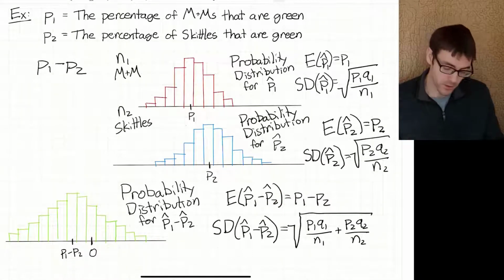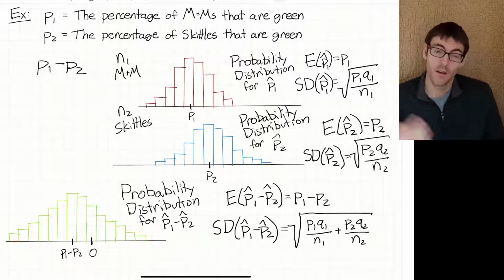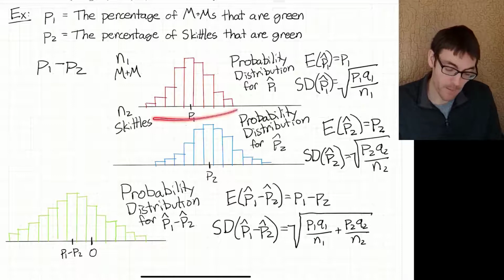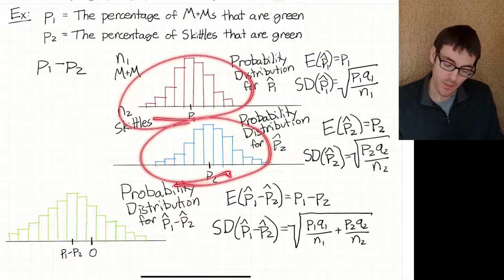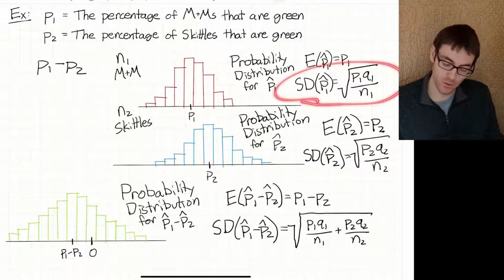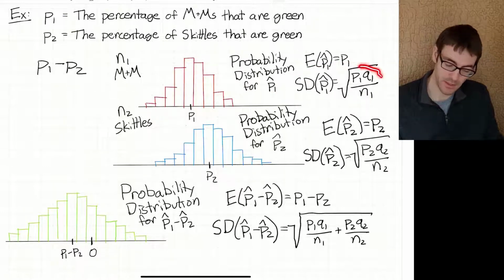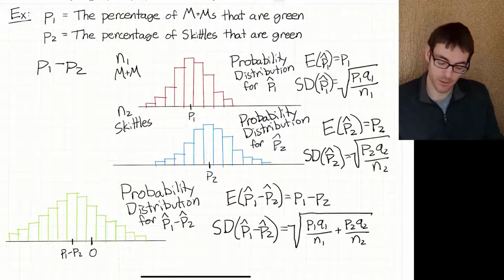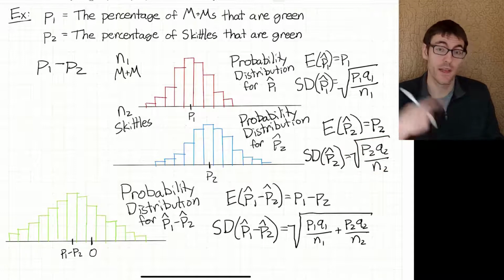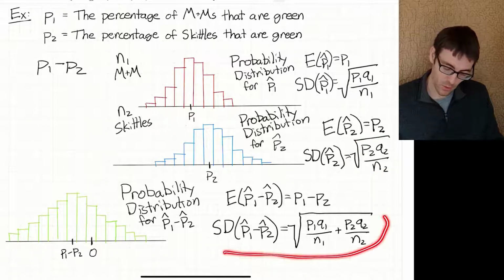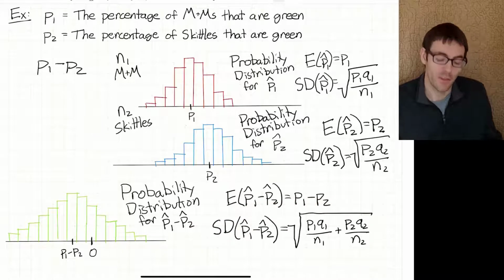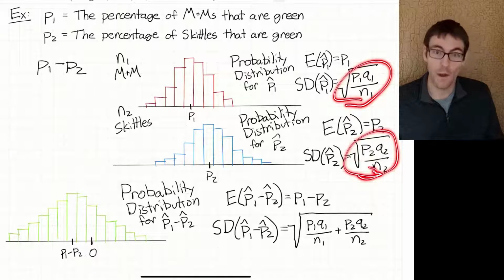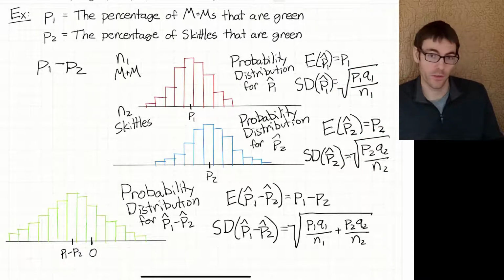The standard deviation for this probability distribution comes from the fact that variances add. We've talked about this before. If we're combining two different distributions, then we can take their variances, so the square of their standard deviations, which would just be this P1 Q1 over N1 term, and we can add those variances. To turn it back into a standard deviation, we then take the square root. So this equation is sort of the Pythagorean theorem of statistics. We're taking each of these terms, squaring them, adding them together, and then taking the square root.